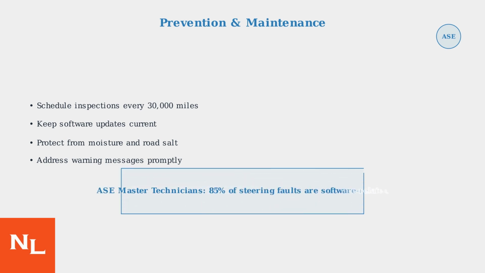According to Automotive Service Excellence Master Technicians, 85% of steering assist faults in Ford F-150s are software-related and can be resolved through proper calibration procedures. Regular maintenance and prompt attention to issues ensure reliable steering system operation.